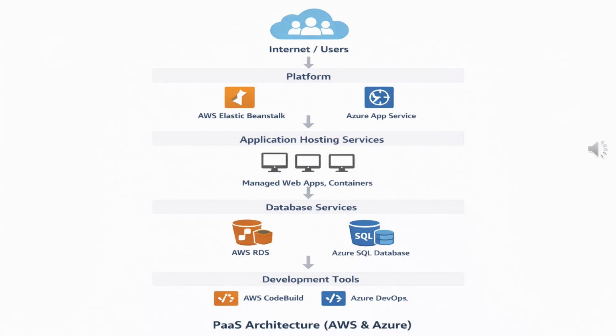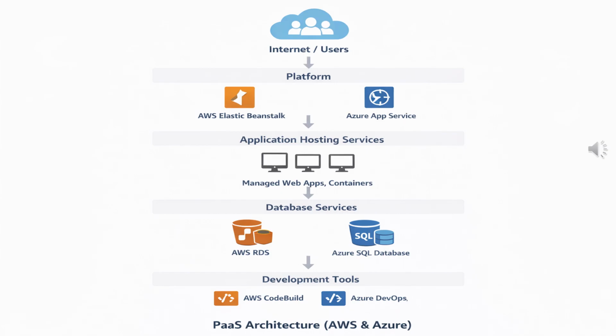Real-time examples. Website development: Developer uploads code. Platform runs the website automatically. Mobile app backend: Backend APIs run on the platform without server management. Online booking system: Handles user requests, stores data, and processes bookings. E-commerce applications: Manages products, orders, and users without infrastructure setup. Startup applications: Small teams build apps quickly without hiring infrastructure teams.